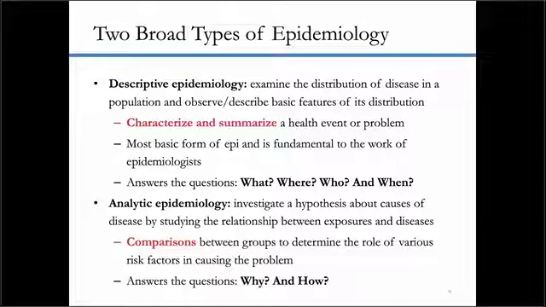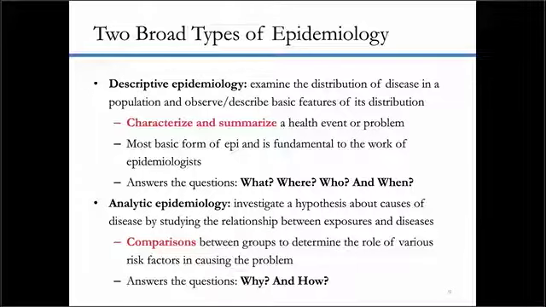So descriptive epidemiology is really meant to characterize and summarize what's going on with the health of our population. Once we've done that, then we move on to analytic epidemiology, where we're actually investigating and testing a hypothesis about what's causing disease in our population, or on the opposite side of that, what's causing health? Why are certain people healthier than others? And how can we model that to ensure that all people in our population are healthy?